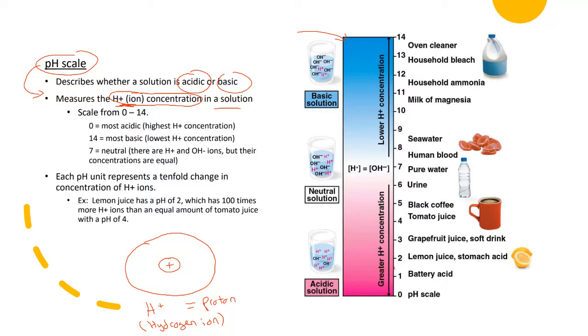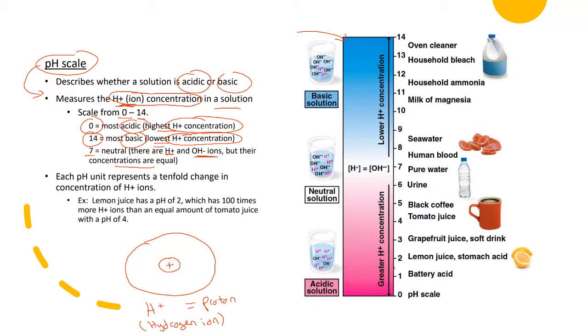The pH scale goes from 0 to 14. 0 is most acidic. What does acidic mean? It's going to have the highest hydrogen ion concentration. It has more and more hydrogen ions. A pH of 14 is going to be mostly basic. It's going to have the lowest hydrogen ion concentration. And 7 is neutral. That means there are going to be equal numbers of hydrogen ions and hydroxide ions. Their concentrations are going to be equal.